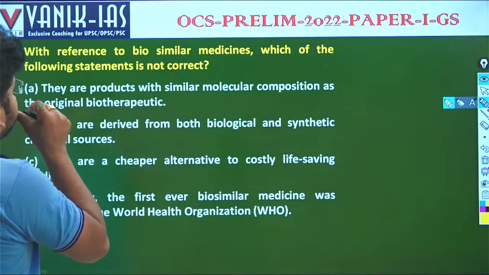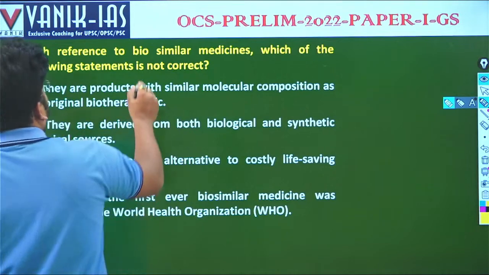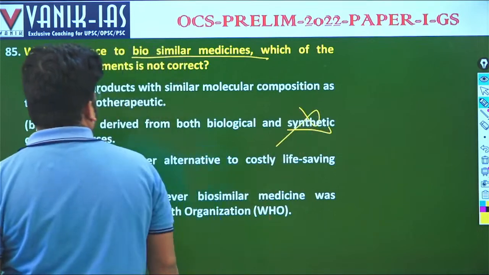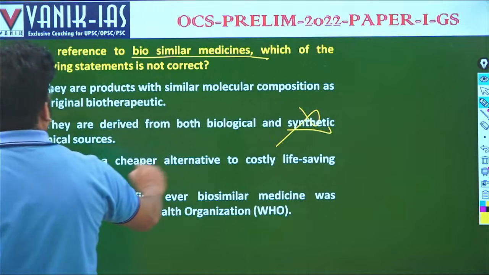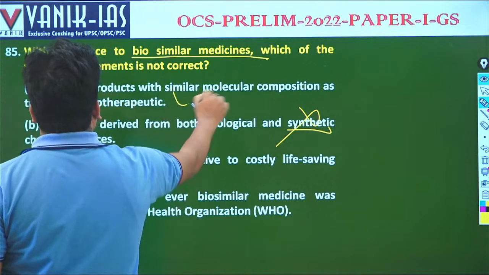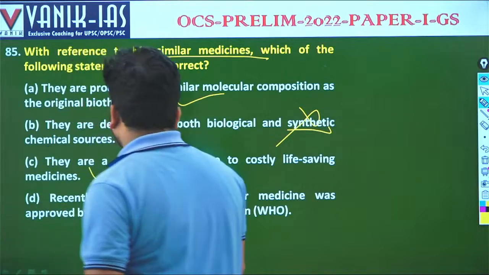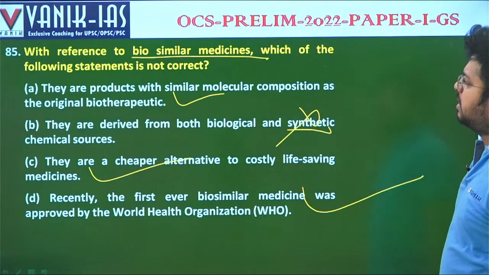See, the question is about biosimilar medicine. How can they be synthetic? This can never happen. So D is wrong. They are cheaper and a cost-saving alternative medicine. This is right. Similar molecular composition to original biotherapeutics, yes, almost similar. Recently, the first ever biosimilar medicine was approved by the WHO. So only B is incorrect. The rest are all correct.